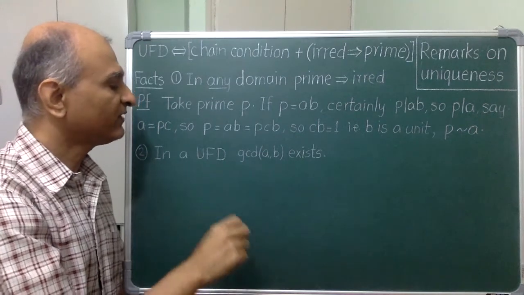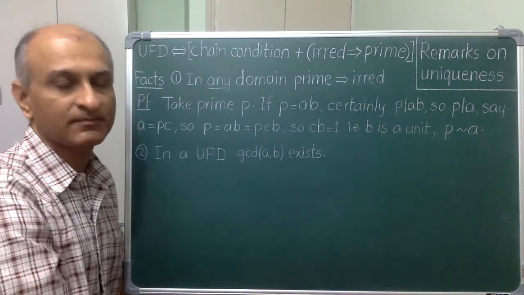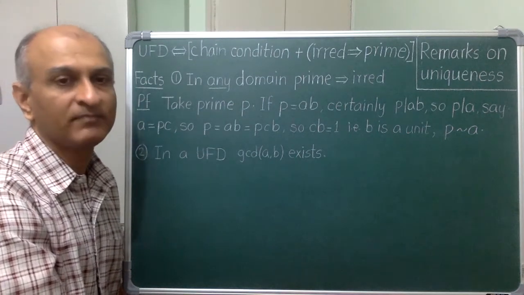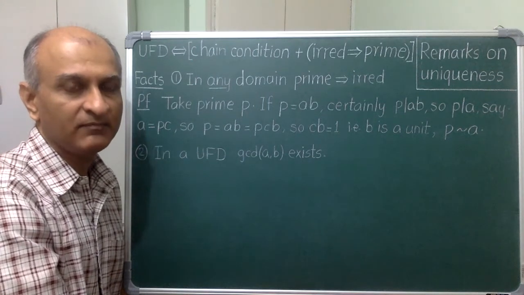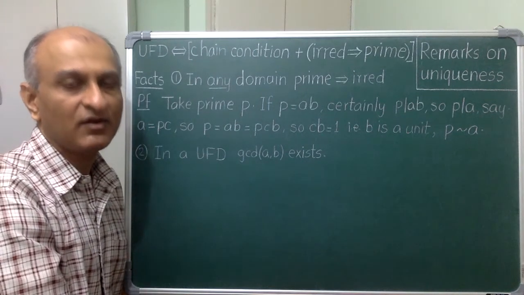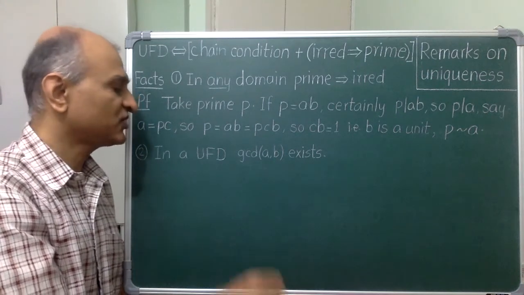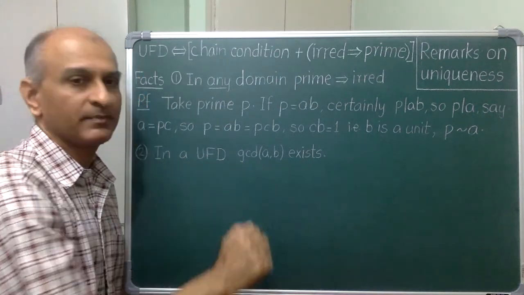Next, I have the very important observation that in a UFD, I always have GCDs. So let's remember the definition of GCD of A and B. It is an element that is a common factor of both A and B, and any other common factor of A and B should divide this one. So, using the definition and using the UFD property, try to prove this statement.